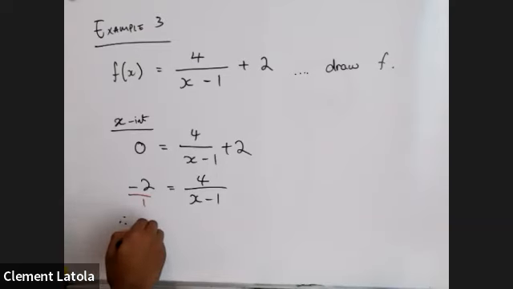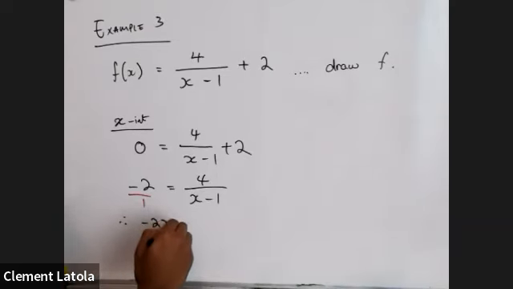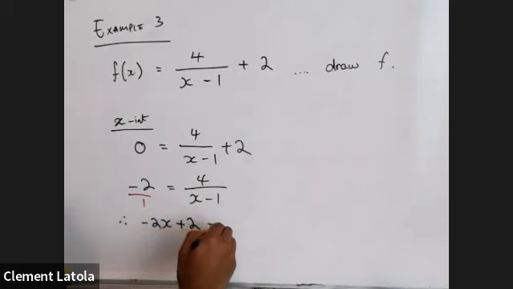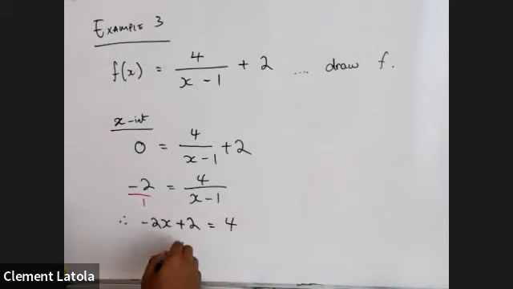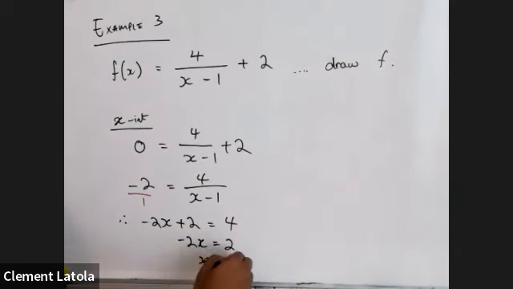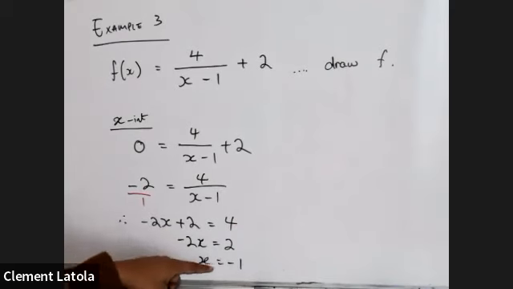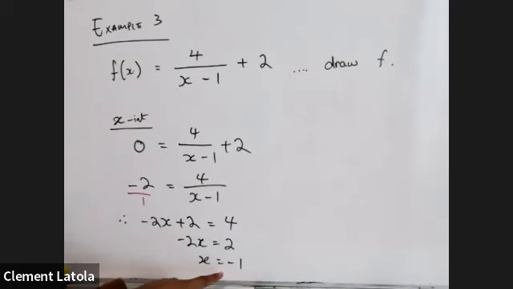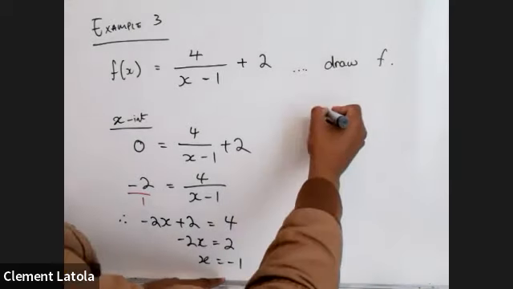So this becomes negative 2x plus 2 equal to 4. If I take that 2 across, the 4 minus the 2 is just 2. And then I divide by the negative 2 to get x equal to negative 1. This is my x-intercept at negative 1. Okay, now I need to find the y-intercept.